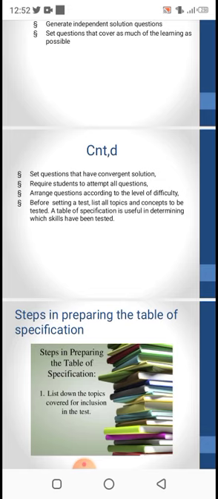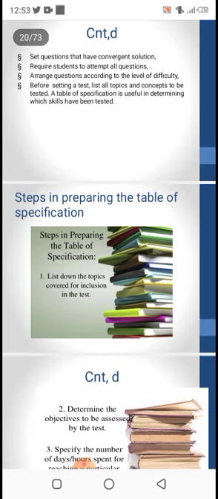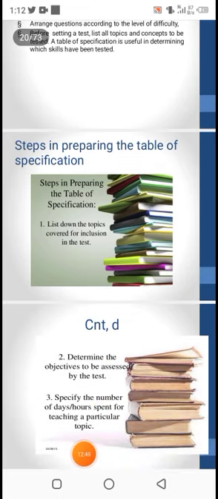Before setting a test, a list of topics and concepts to be tested, a table of specification is useful in determining which skills have been tested. And many teachers or many educators don't know how to use a specification table or what it is. Okay, let's continue with steps in preparing the table of specification.